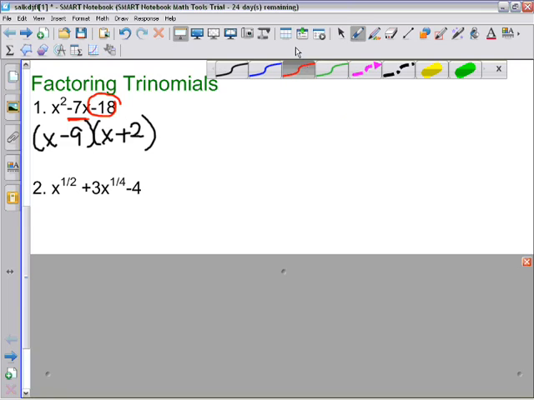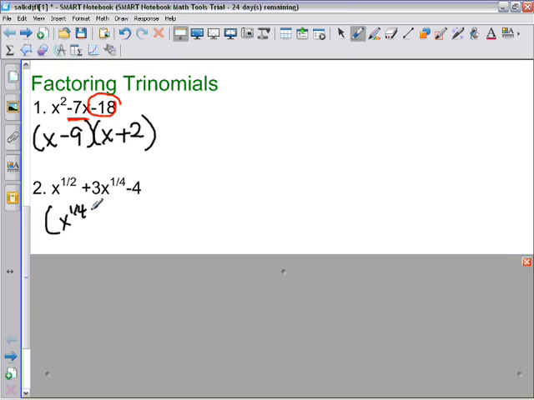So look at the second example. x to the 1/2 plus 3x to the 1/4 minus 4. You split it up into two binomials starting with x to the 1/4, because when you multiply x to the 1/4 times x to the 1/4, you keep the base and add the exponents to get that x to the 1/2. The two numbers that add up to positive 3 and multiply to be negative 4 are positive 4 and negative 1. So the answer is x to the 1/4 plus 4 times x to the 1/4 minus 1.